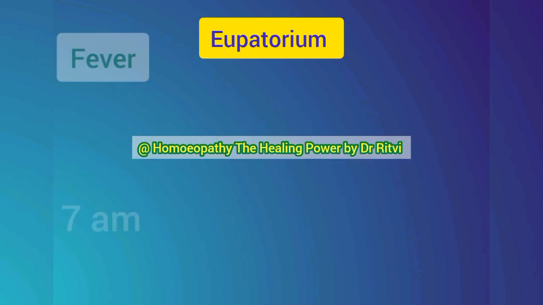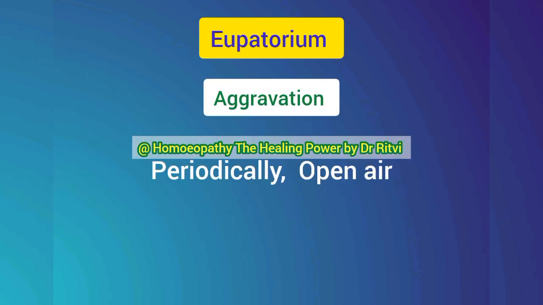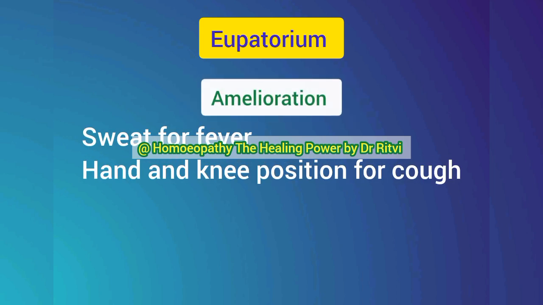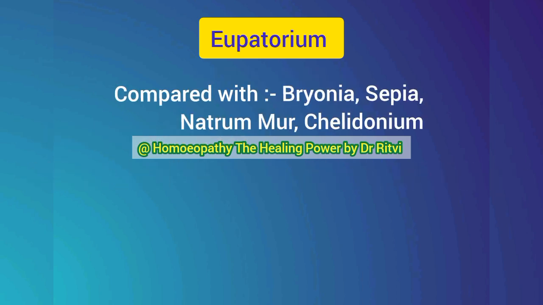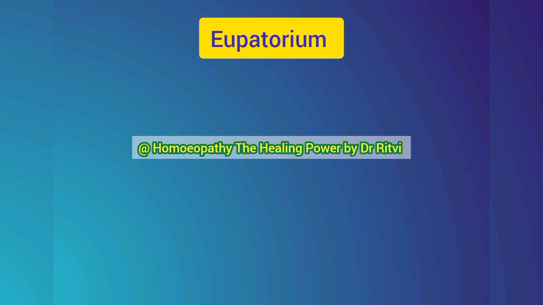Friends, all the complaints of Eupatorium get aggravated periodically and in open air, and all the complaints get ameliorated by sweat in fever and by lying on hands and knees for cough. Relation with other remedies: Eupatorium is compared with Bryonia, Sepia, Natrum mur, Chelidonium, and all the other fever remedies. So friends, this is all about the homeopathic medicine Eupatorium Perfoliatum.